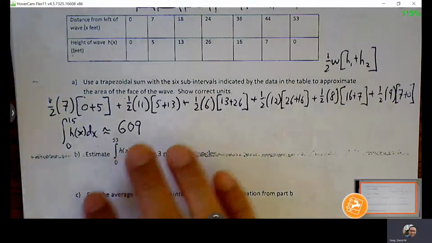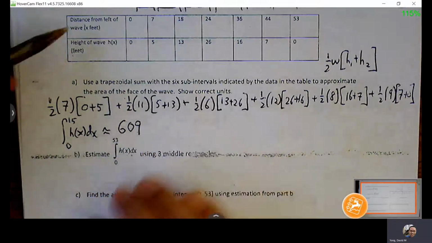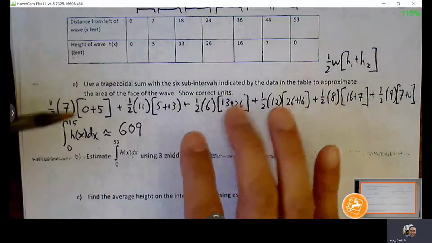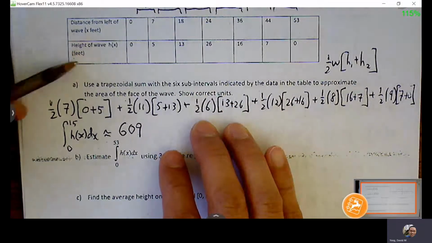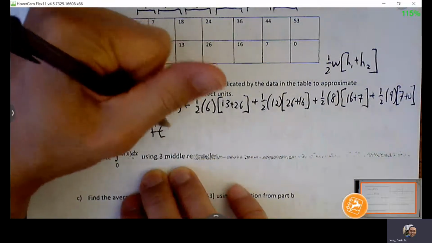But the important thing here is making sure that we have the correct units. When you're dealing with an antiderivative, you're always multiplying your units together. So feet times feet will give you square feet.